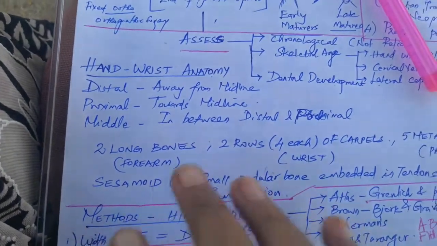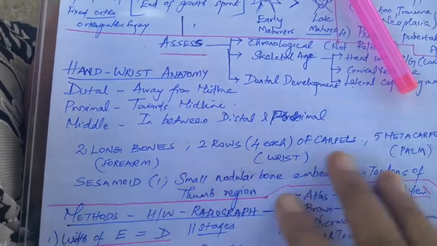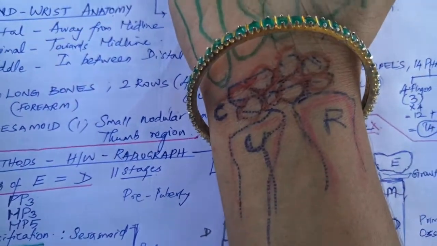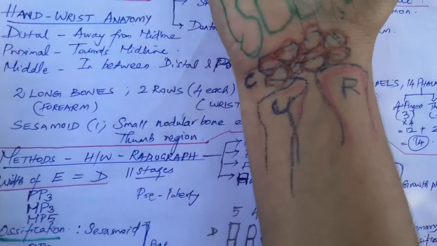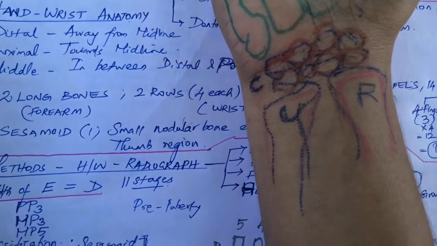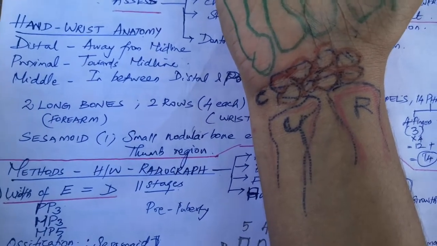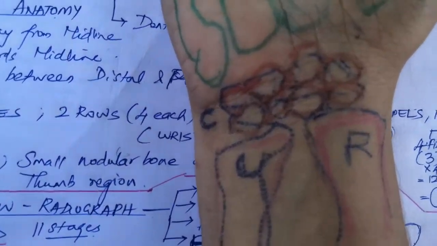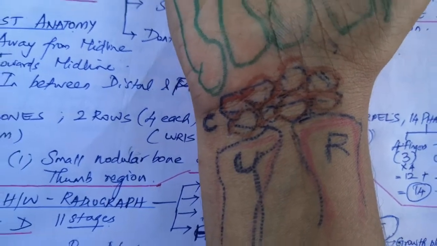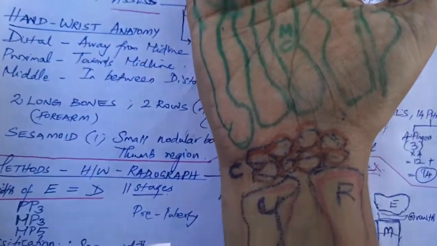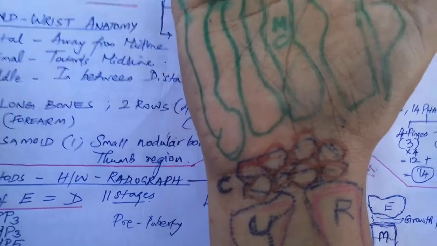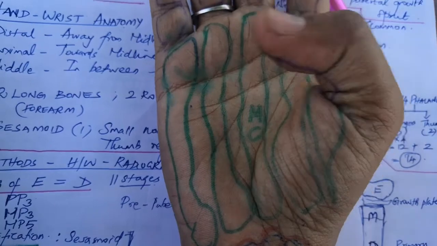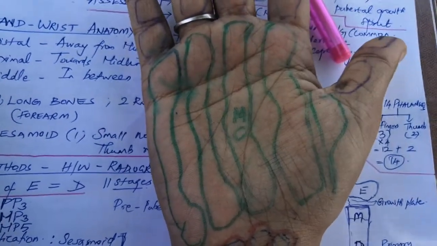In the wrist radiography we will be seeing a couple of things: two long bones, the R, which is radial, and the U, ulnar. These long bone ends will be seen. Also two rows of carpals, which represent the wrist region, and there will be 5 metacarpals, MC, corresponding to each finger and thumb.